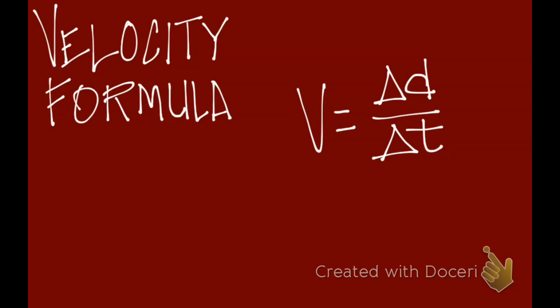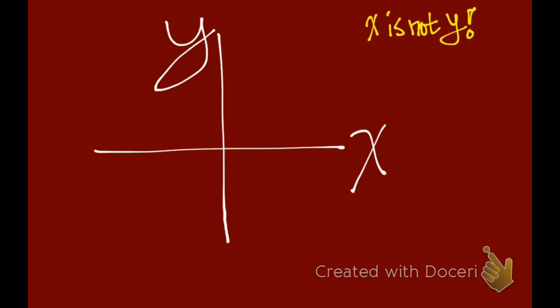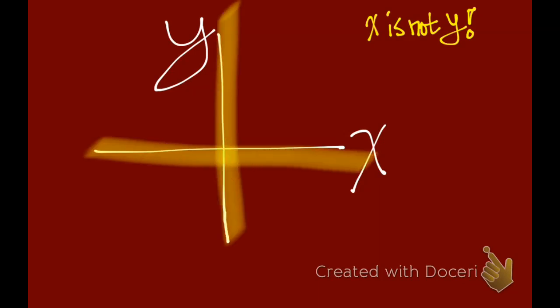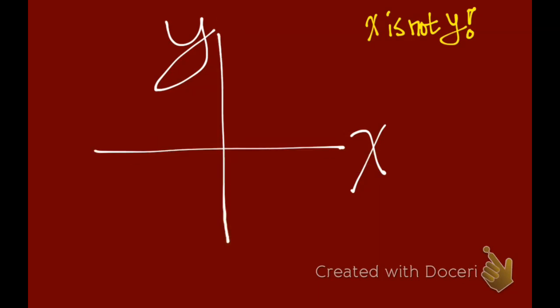And that's correct, but we're moving into projectile motion, and we need to make a distinction between what happens up and down and what happens left and right. Left and right is the x direction, and up and down is the y direction. Think about your Cartesian plane. And it is important to remember that x is not y. Those are not the same thing.